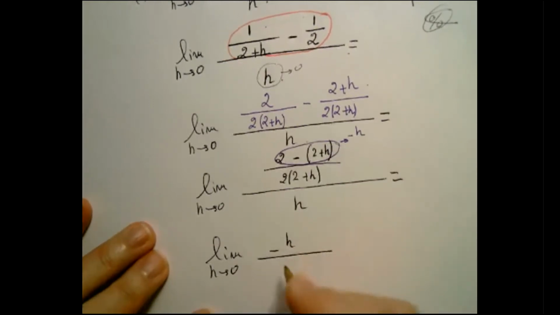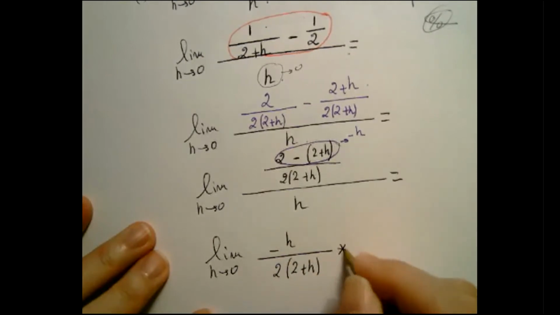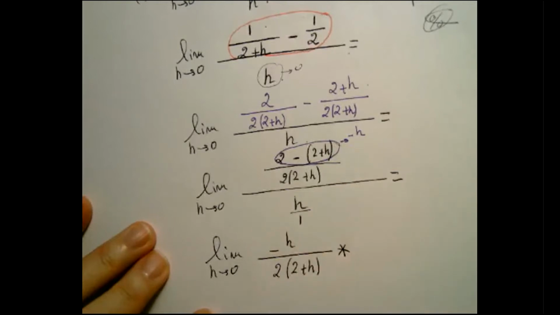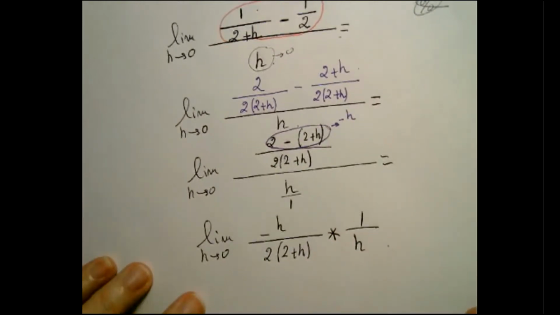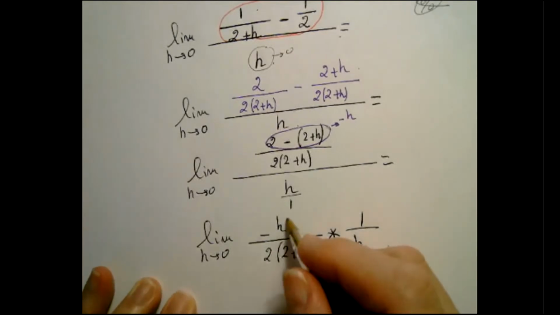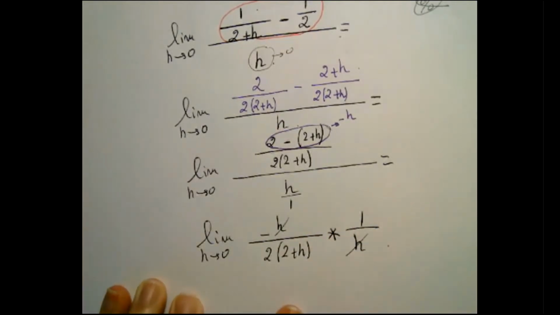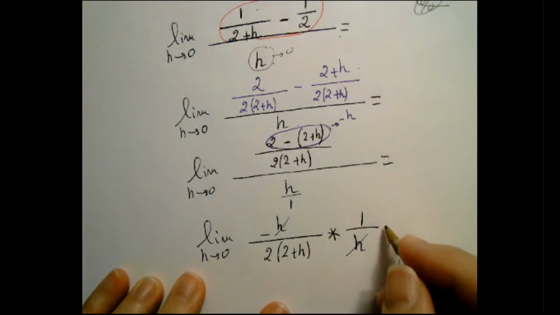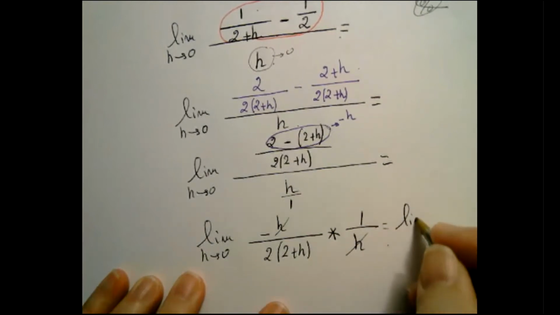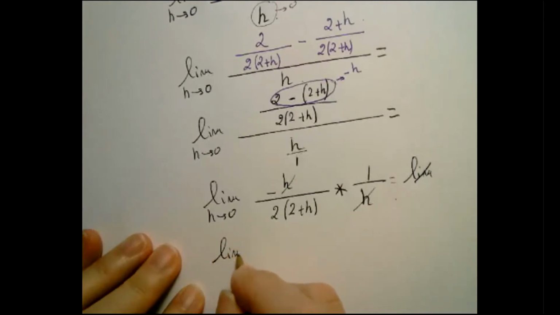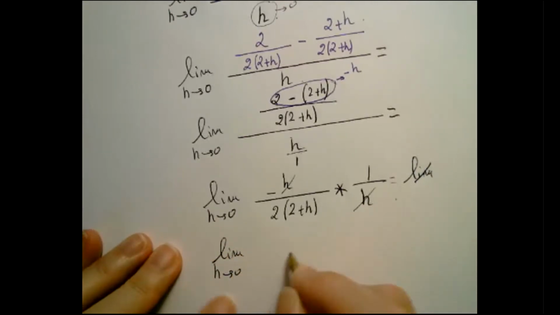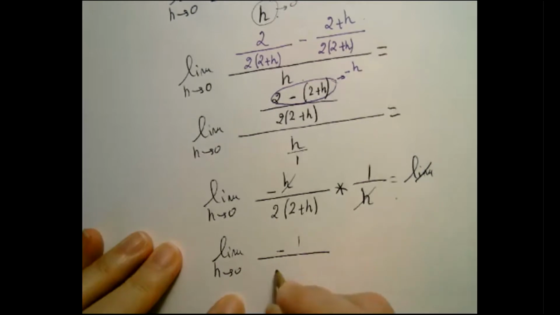So it's going to give me minus h over 2 times 2 plus h, times h over 1, which becomes 1 over h. So this is back to familiar territory. Those h's do simplify, and I will get the limit as h goes to 0 of minus 1 over 2 times 2 plus h.